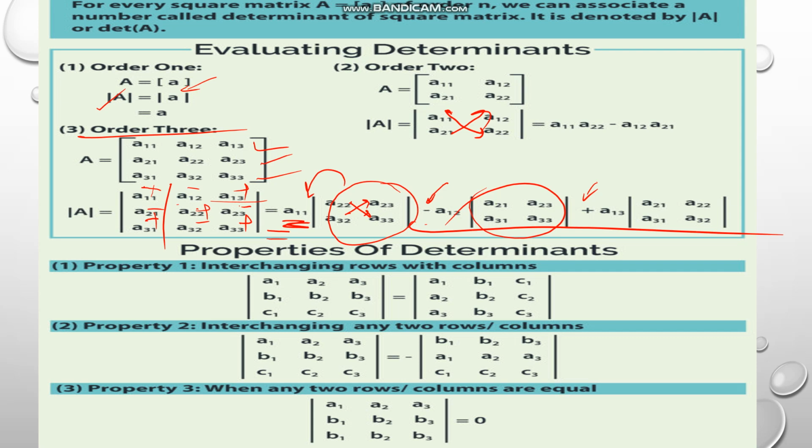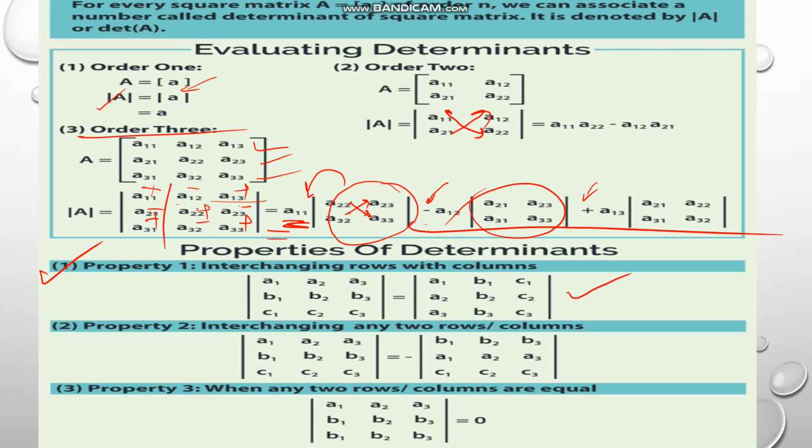See, determinants have so many properties. Here, we have to discuss three main properties of determinants. Property number 1 is we can interchange all the rows along with the columns. For this interchanging of rows with columns, there is no difference in determinants.